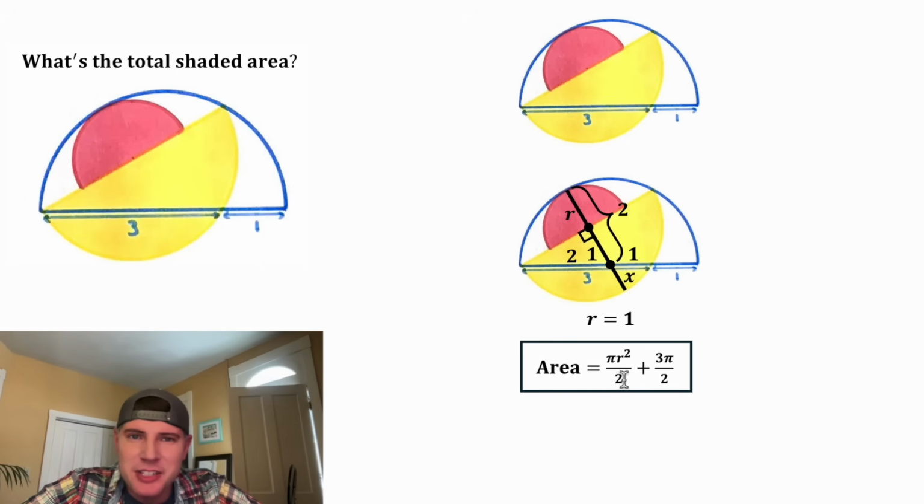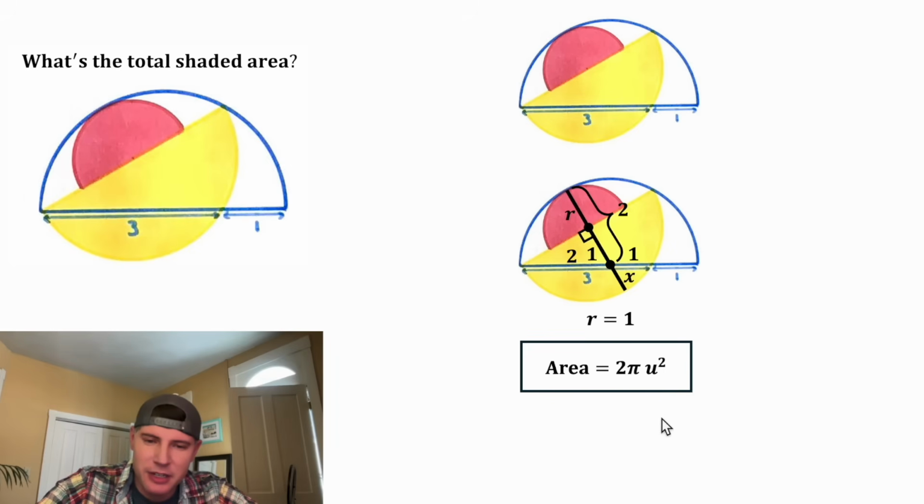Right here, in the place of little r, we can plug in 1. 1 squared is equal to 1, and pi times 1 is equal to pi. So we have pi over 2 plus 3 pi over 2, and that's equal to 4 pi over 2. And then 4 divided by 2 is equal to 2. Let's give it a label of square units, and it's already got a box. Let's give it another box.